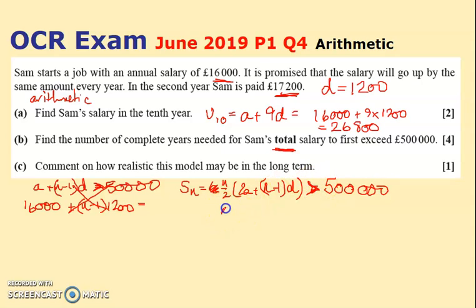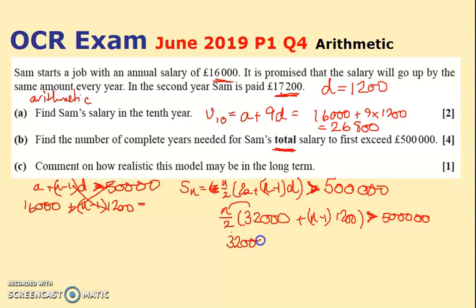So n is what we're after. 2a is 32,000 plus n minus 1 times by d, which was 1,200, is greater than 500,000. First thing I'm going to do is move the 2 over and multiply out this bracket. So the 2 is going to go over, but then I'm going to multiply by the n. So it's 32,000 n, plus n squared minus n times by the 1,200 is greater than 1,000,000.